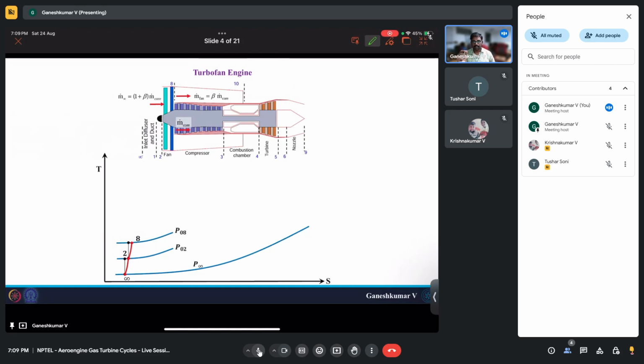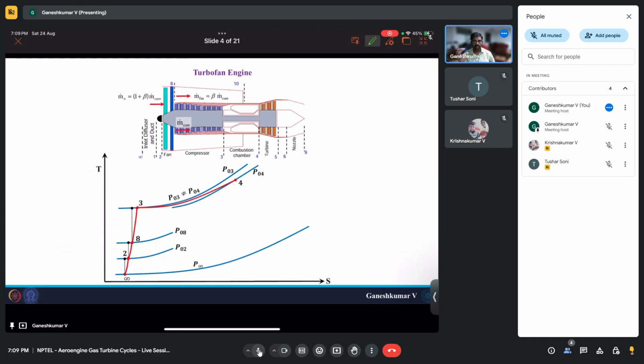After 8 there are two streams. One stream goes into the bypass, and one stream goes into the core of the engine. So let's focus on the core of the engine. After it exits the fan, it enters the compressor. In the compressor the air gets compressed, so the pressure rises from P08 to P03, and then you have a combustor.